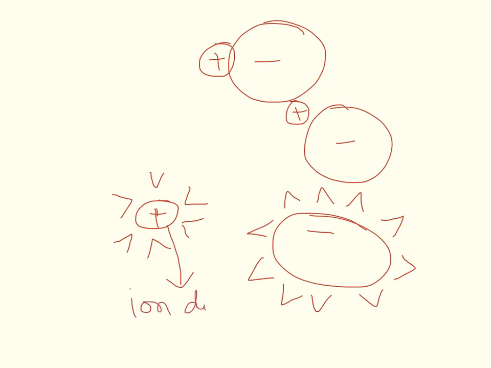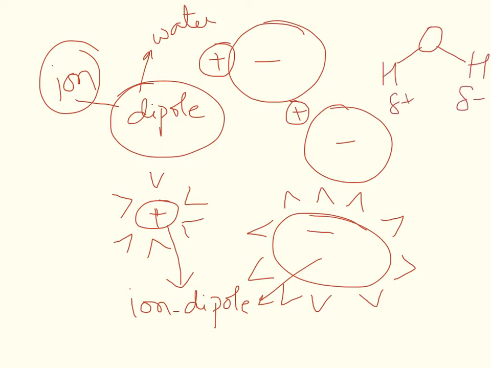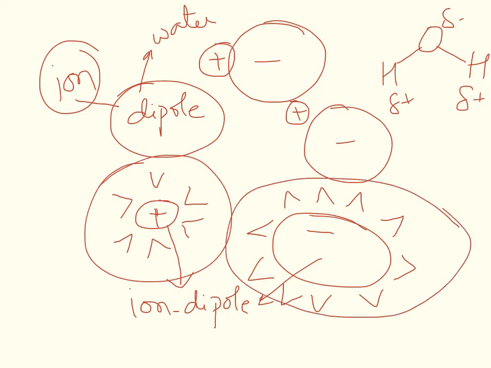This is an ion-dipole interaction. Why do we call this an ion-dipole interaction? Because an ion is interacting with a dipole. What's the dipole in this case? In this case, the dipole is water. Water is a dipole because water is a polar molecule. The hydrogen has a partial positive and oxygen has a partial negative. So this interaction is known as ion-dipole interaction.